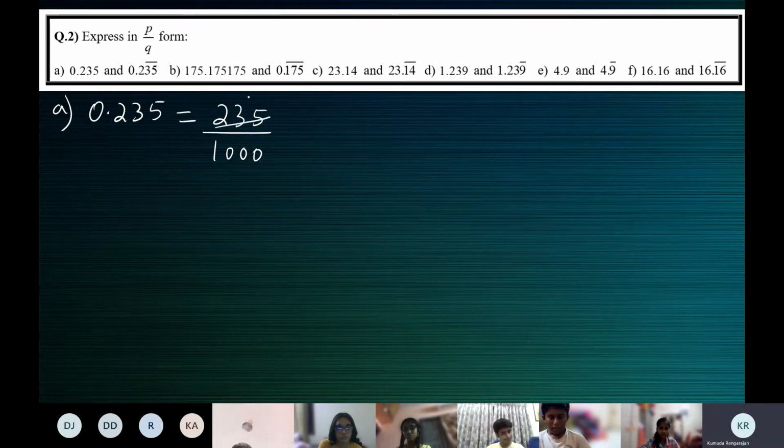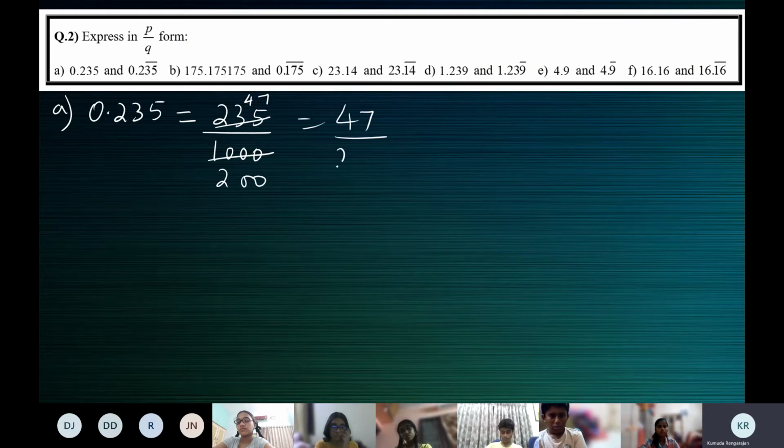5 fours are 20. 5 fours are 20, the remainder 3, 5 sevens are 35. And here 5 200s are 1000. So 47 by 200. The P by Q form, that's all, we finished. The P by Q form of 0.235 is 47 by 200. That is, if you divide 47 by 200, the quotient will be 0.235. The remainder will be 0. The division will come to an end with a 0 remainder. This is the P by Q form of 0.235.